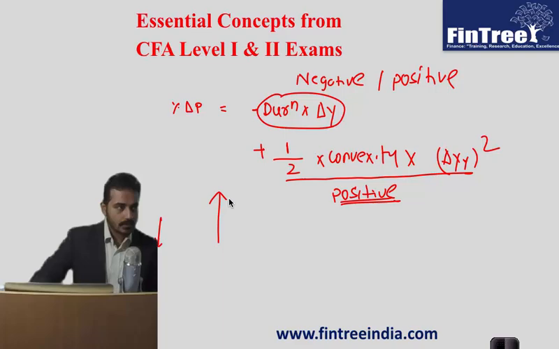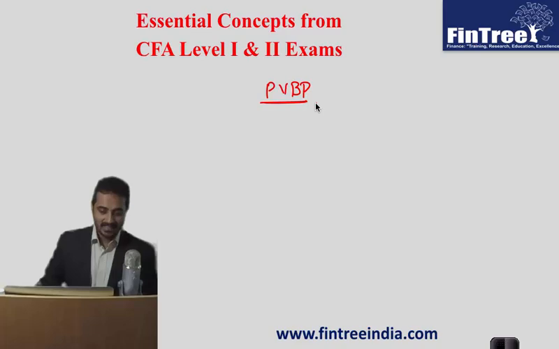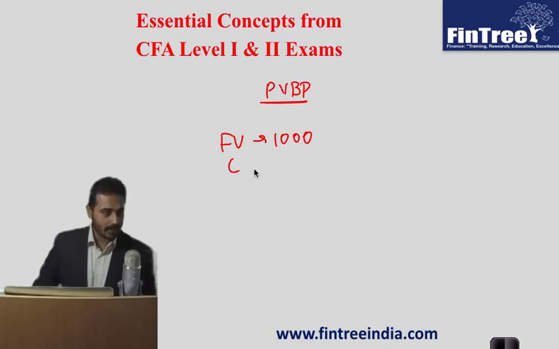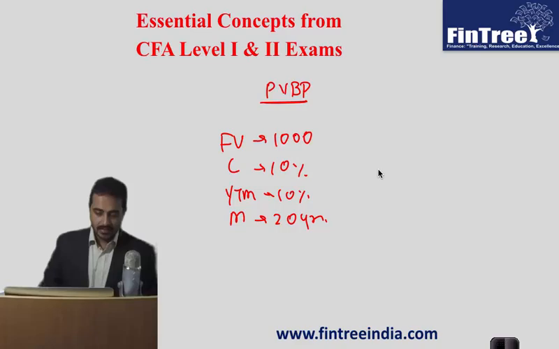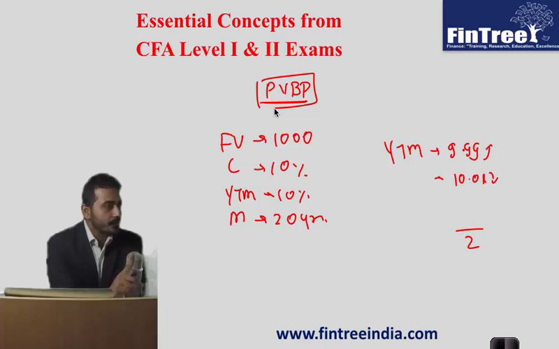Next concept was PVBP, price value of a basis point. So for example, you have, let's say, face value 1000, going back to the same example, coupon 10%, YTM 10%, and let's say maturity 20 years. If you want to know what is PVBP, you would want to make your YTM as 9.99 and also make it as 10.01, and then find out by how much bond price increases, by how much it decreases, and then just take an average of these two. Are we together on this? So we will save time, you don't have to do it. But what PVBP really tells you is that when the yield changes by 1 basis point, by how much bond price will change.